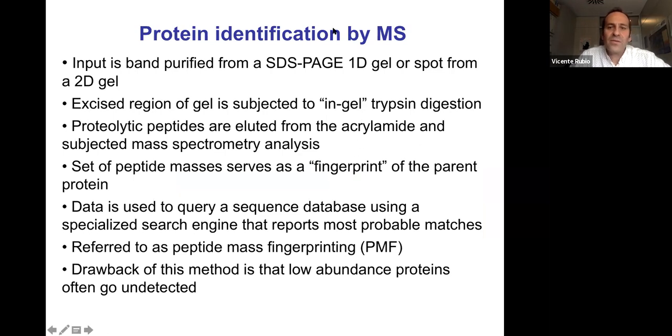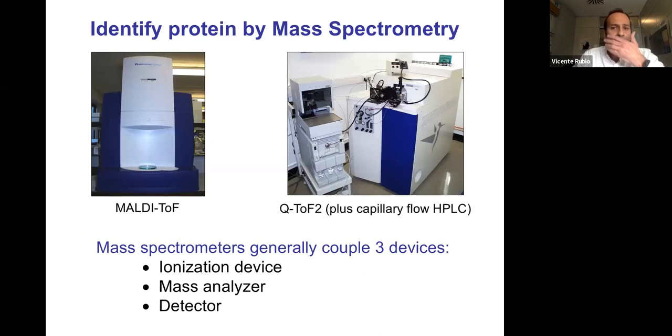So as I said, proteins from the SDS page gel can be sliced, digested in gel, eluted, and what we will get upon mass spectrometry is a fingerprint of that protein based on the spectra of peptides collected, which we call the peptide mass fingerprinting. And as I said, there is a drawback here, is that some proteins can be missed or lost, particularly those that are low abundant.